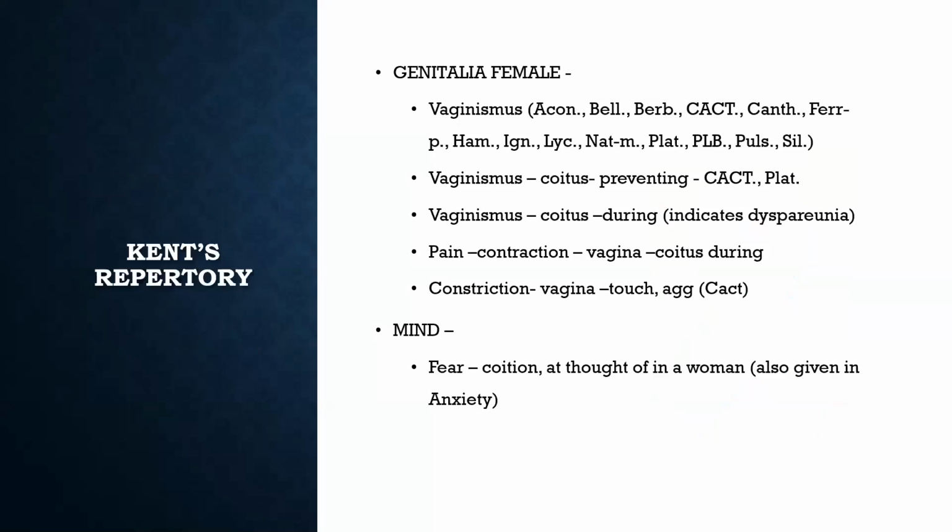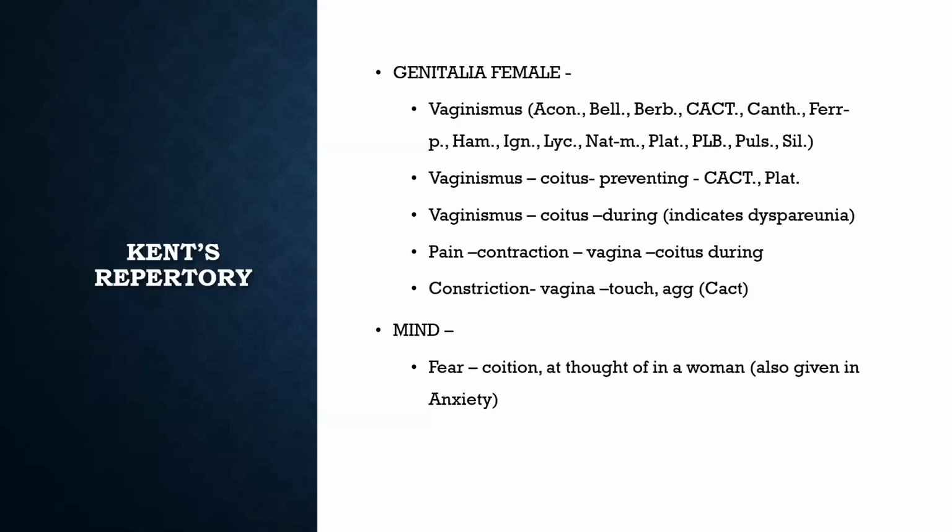Now, the rubrics are, first from Kent's repertory, we have genitalia, female. Under that, we have direct rubrics like vaginismus. Vaginismus, coition preventing. Vaginismus, coition during. Then we have pain, contraction, vagina, coition during. Now, this particular rubric, vaginismus coition during, will be more indicated to dyspareunia than to vaginismus actually. Then constriction, vagina, touch, aggravation.